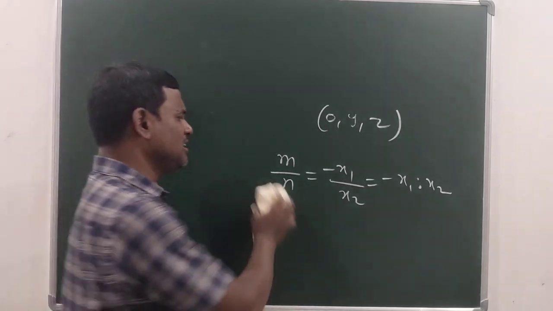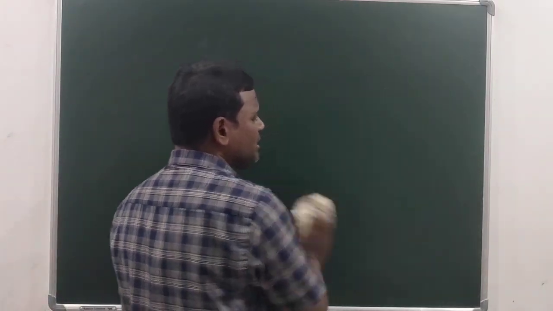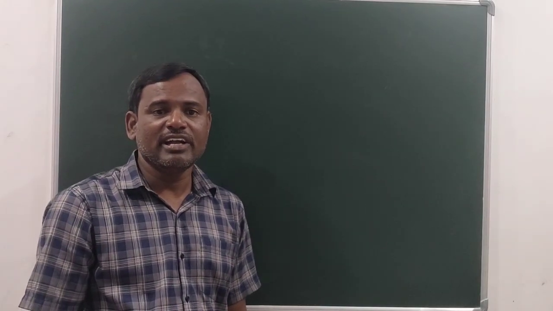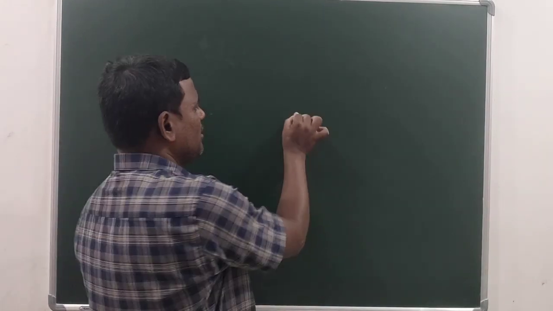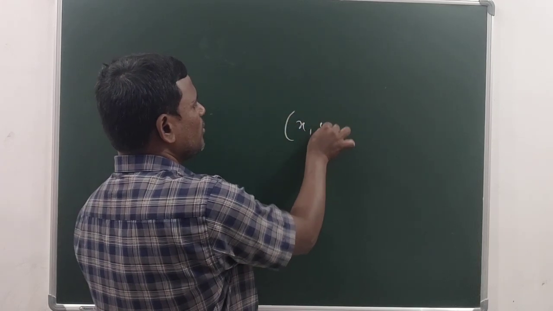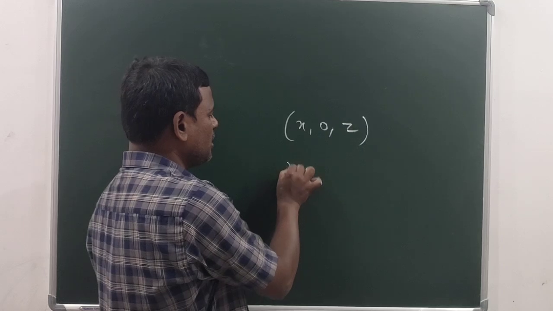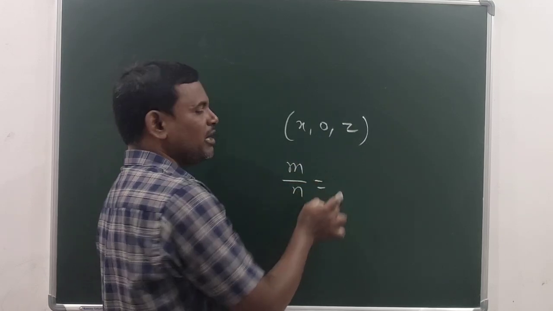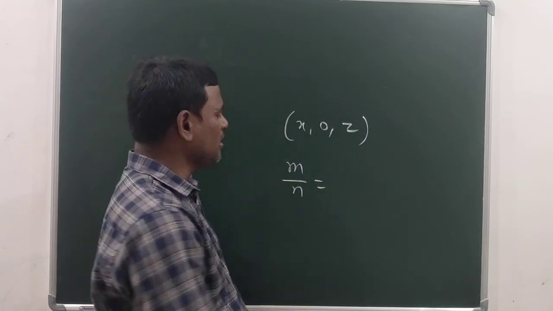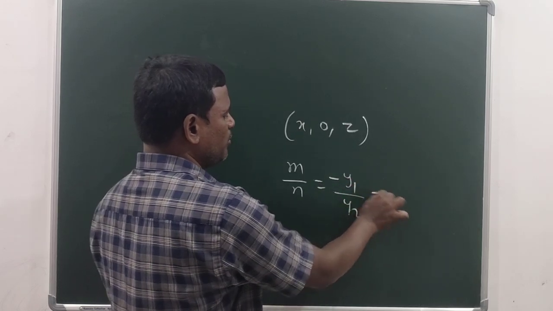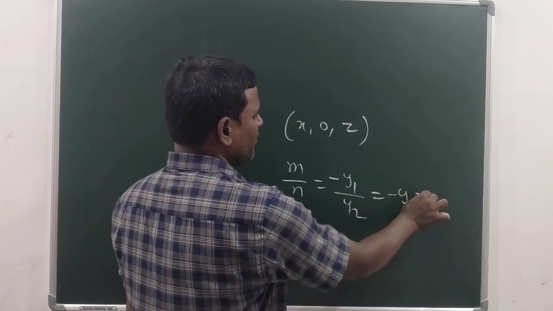Okay, students? In the same manner, at what ratio does the zx plane divide the line joining AB? On the zx plane, as you know, the y coordinate of every point is equal to 0. So on equating the y coordinate in the section formula, you will get m by n is equal to minus y1 by y2, which is equal to minus y1 is to y2.